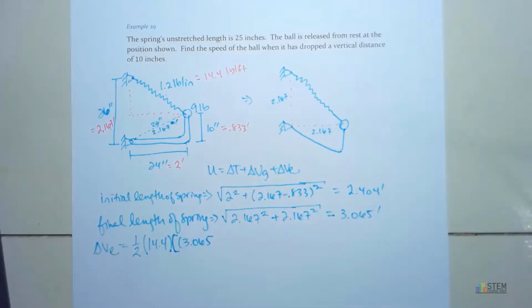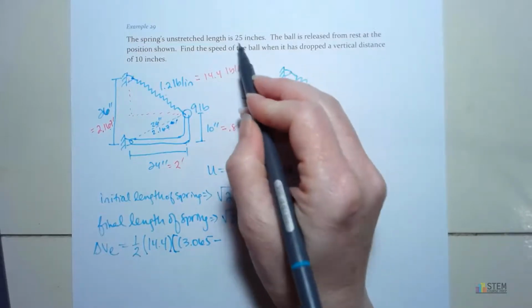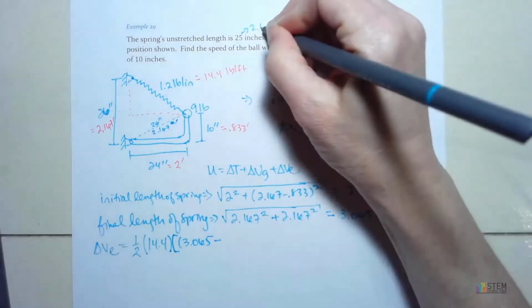Now, should I just leave that there and square it? No, we should not do that. This is the final length of the spring. We need stretch or compression, right? So I need to figure out how far that spring is being stretched. So I need to take this amount and subtract the unstretched length. All right, that was 25 inches, so this is 2.083 feet.